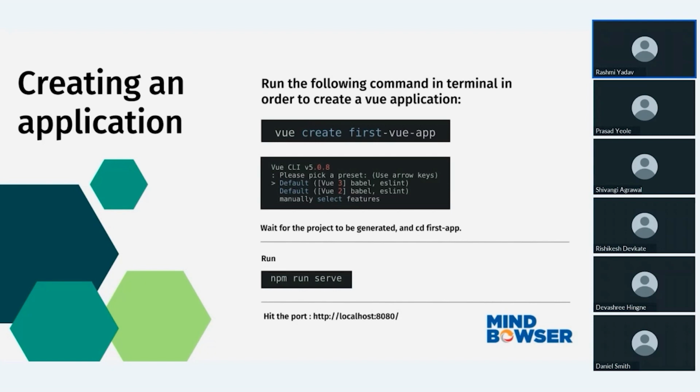Then wait for the project to be generated, and then enter the project by hitting cd and your project name. Then open the generated project in any editor that you prefer. To run the project and see if it's working properly or not, run the command npm run serve. After that, hit the port, that is localhost:8080. When you hit this particular port, you will see the project running smoothly.